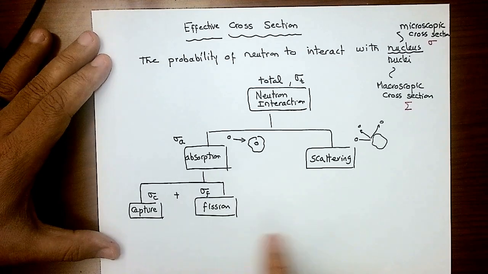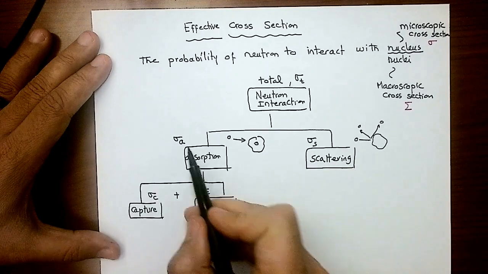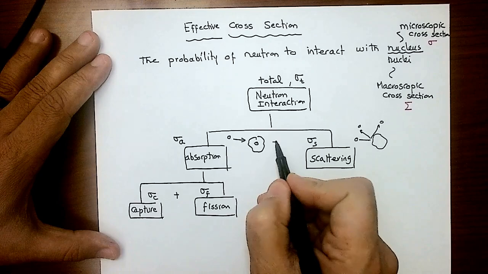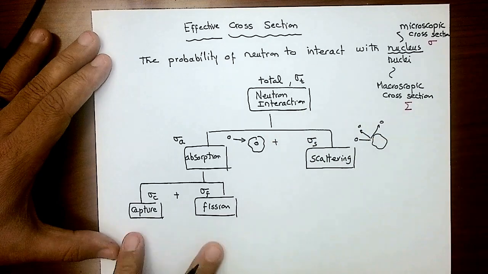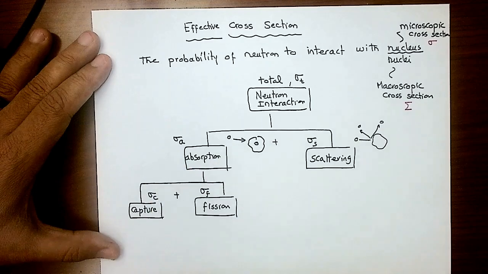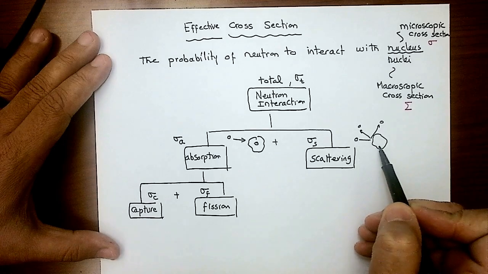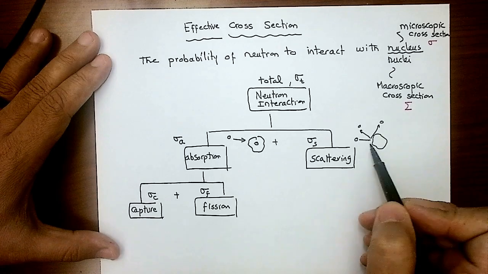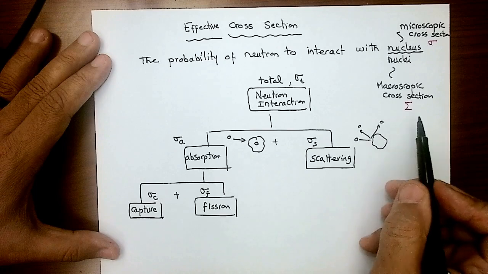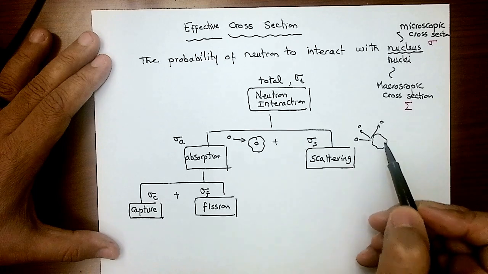Then go to the scattering. We're going to call that sigma scattering. By the way, if you add sigma absorption to sigma scattering, it's going to give you sigma total. So when you add the subcategories, it gives you the sigma for the upper category. Now let's look at the scattering. Scattering means the neutron will hit the nucleus and it's not going to be absorbed. It's going to be reflected back or scattered away, right? When it hits the nucleus, we have two chances.